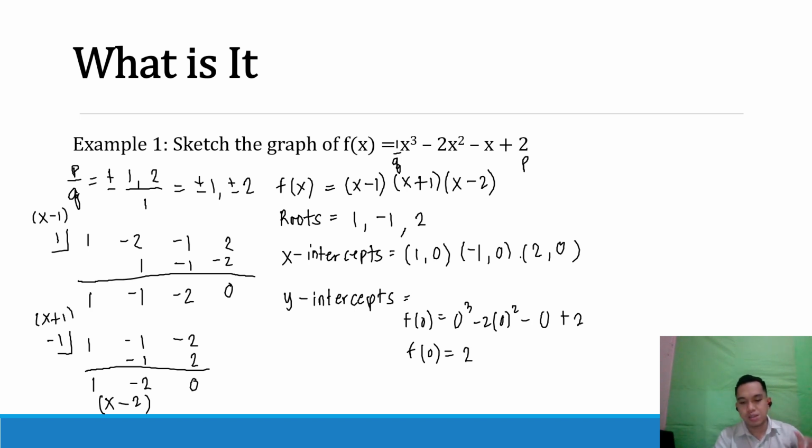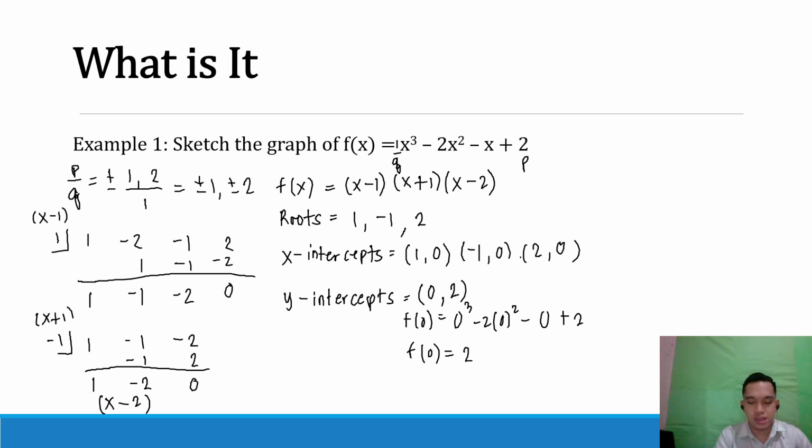Therefore, class, since it is the y-intercept, you set x to 0, and our y here is 2. So that is our y-intercept, 0, 2.